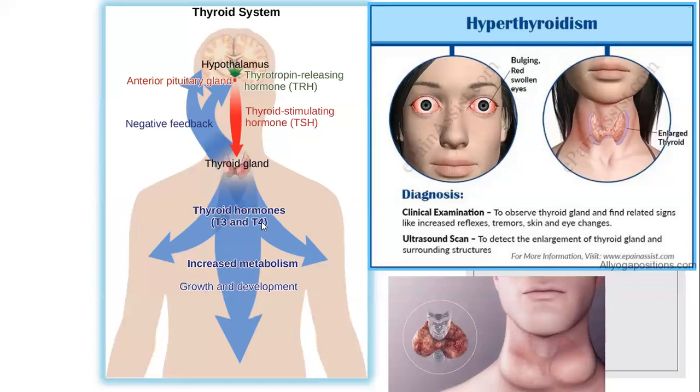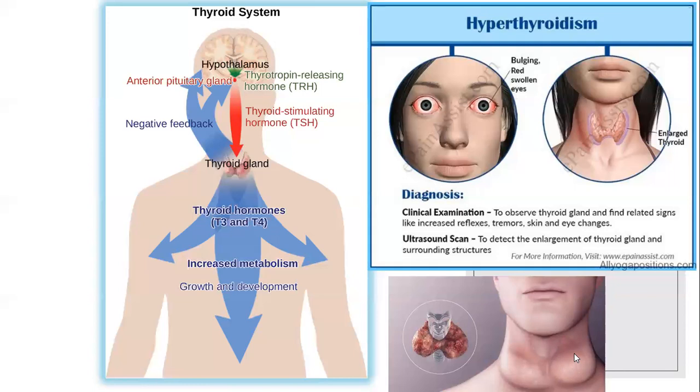If T3 and T4 go up more than normal level, we call it hyperthyroidism, and the patient develops exophthalmos, like bulging, swollen eye, and in this picture you can see enlarged thyroid glands. If the T3, T4 go down, the patient develops hypothyroidism. And in this picture, we can see the goiter, right?